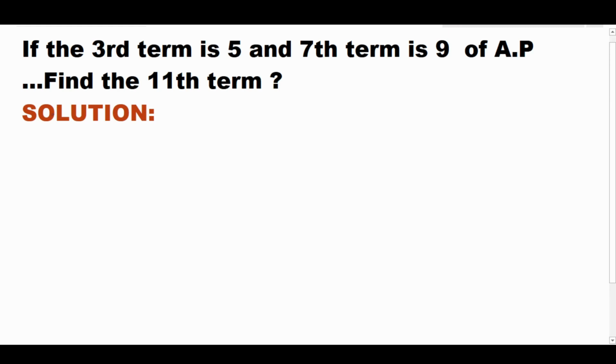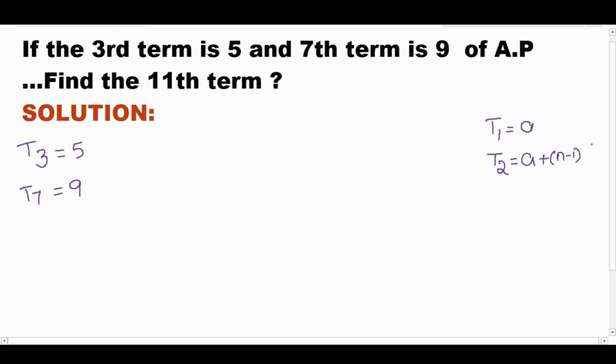So let's write what's in the data. We already know T3 they have given as 5 and T7 as 9. We already learned what we mean by T. T1 is nothing but a, we have learned. T2 is nothing but, I'm writing the formula, a plus n minus 1 into d. In the place of n, I have 2, 2 minus 1 is 1, so I can write T2 as a plus d.